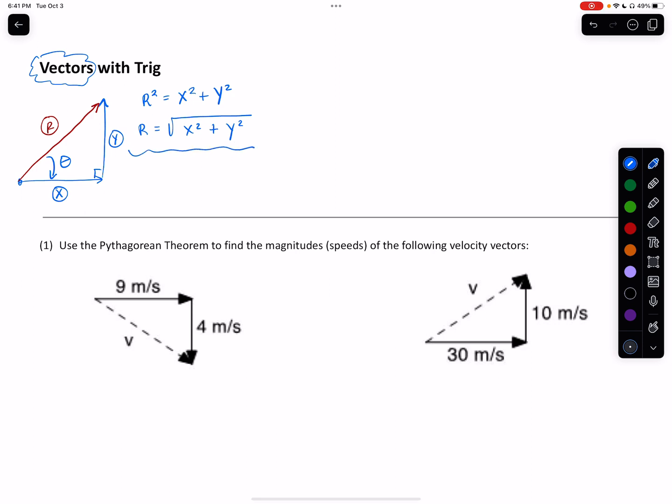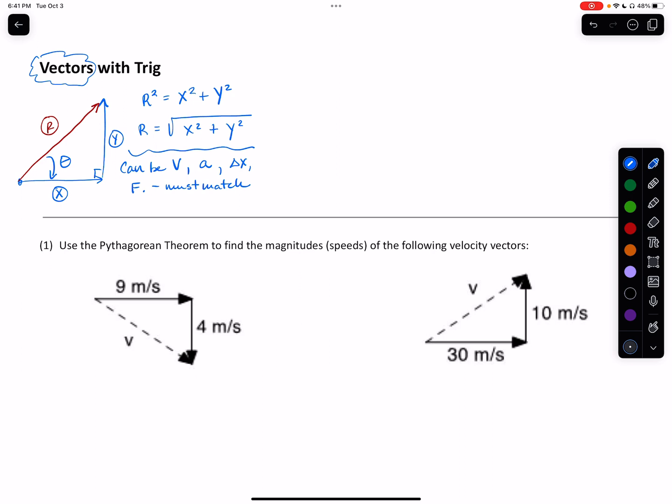Now I'm using r, x, and y here, generally speaking. These can be velocity values, they can be acceleration values, they can be displacement values, or we could even have force values in here. The key is they must all match. What does that mean? It means no mixing and matching. You can't have your horizontal component be a velocity vector and your vertical component be an acceleration vector and hope to find the resultant. That does not work.